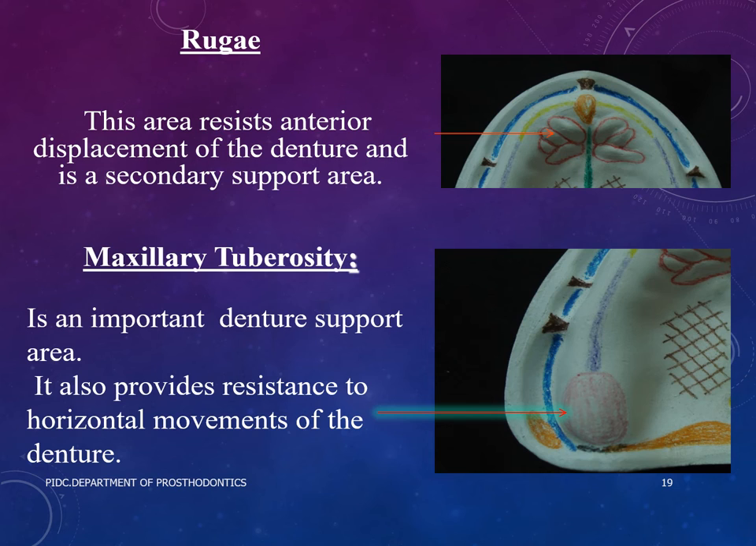This is an important denture support area. It also provides resistance in the horizontal movement. You need to understand that when you are chewing food, it's not just open and close movements, but the patient tends to move his jaw. All of us have lateral movements, that is, right lateral and left lateral, so your complete denture patient is also susceptible to such movements. So when the patient is moving to the right or left, the maxillary tuberosity area is of much importance.